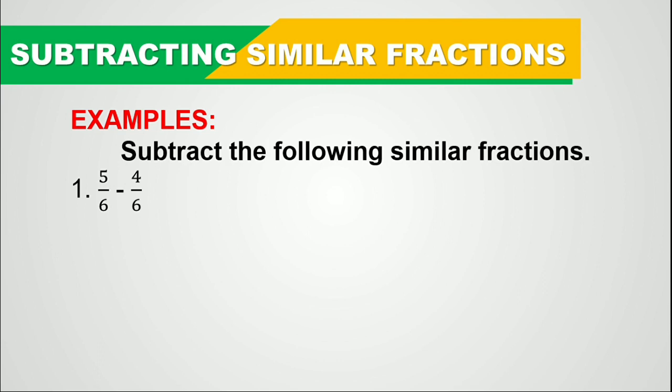So in order to do that, you will simply copy the denominator, which is 6, and then subtract 4 from 5. So 5 minus 4, that is simply 1. So our answer would be 1/6.